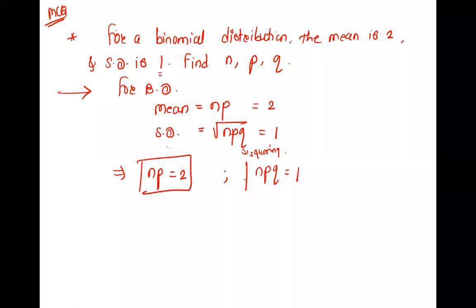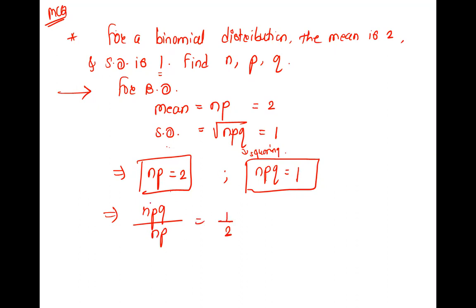So from this, what can we find? Q. So divide this by this. So we get NPQ by NP is equal to 1 by 2. NP gets cancelled. So you get Q. Q is 1 by 2. You got it? Yes. Q is there.